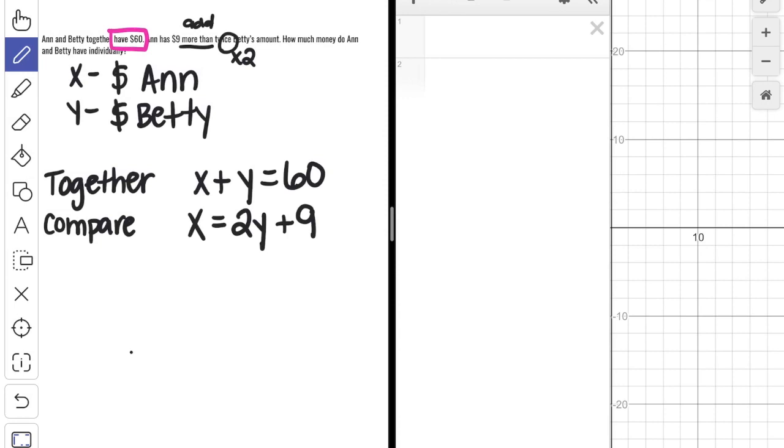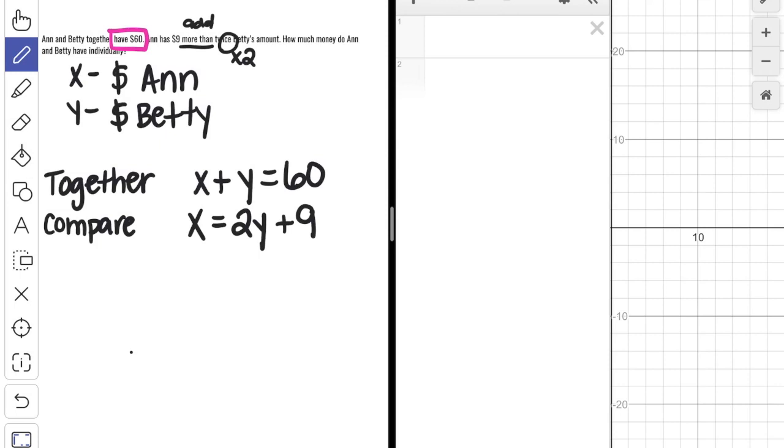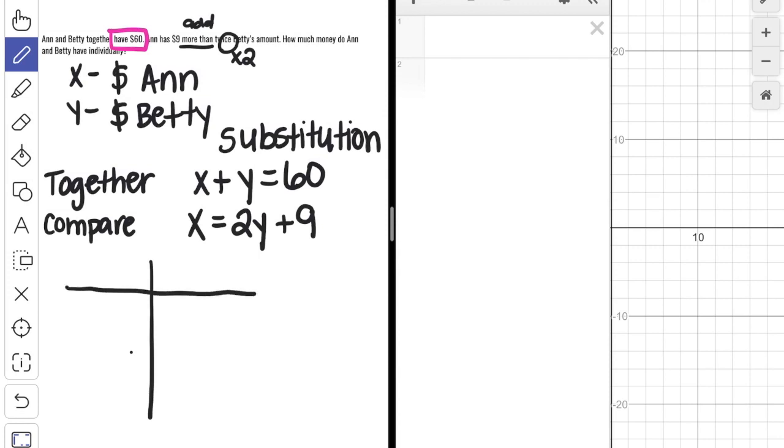Okay, so looking at this problem, these are not in standard form. I have one equation that is solved for. So since I have one equation that is solved for, I'm going to use substitution here. This is going to be easier with substitution because I can easily substitute one equation into the other. Now, I normally will organize this in just a little chart to make it easier to know which equation is going in where. So I know that the solved equation, x equals 2y plus 9, needs to go into the standard form equation, which is x plus y equals 60.